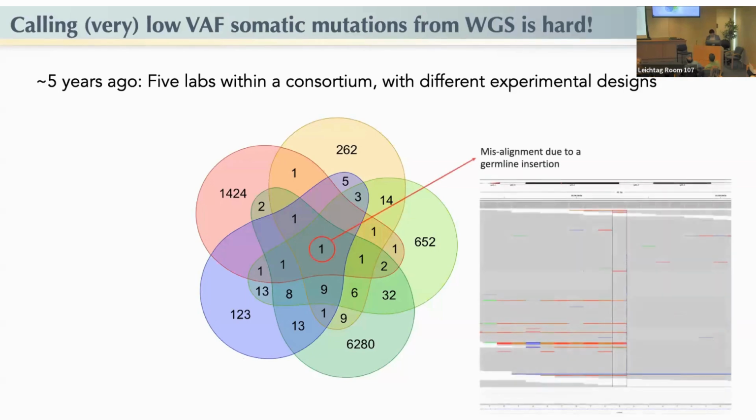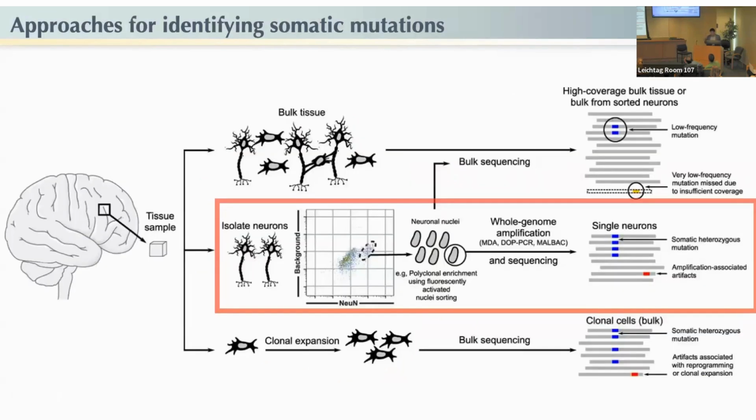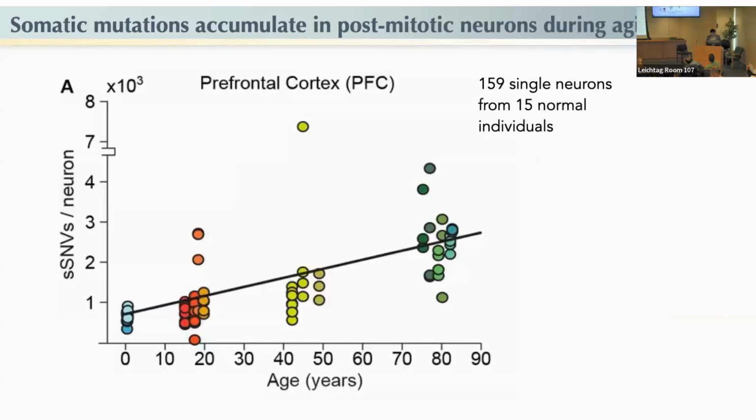And the funniest thing about this is that the one thing that's common was actually a mistake. It's a misalignment due to a germline insertion, okay? So you think calling somatic mutations in cancer is difficult, right? This is much harder, because you're really trying to drill down to, maybe you can catch something with a single read, maybe 2 reads. And so we spent some time working on this. But no matter how good you can get, again, you really need to look at single cell analysis.